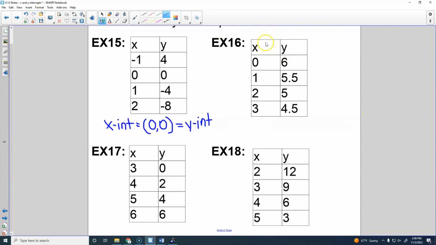So, for 16, there's one of them you can find straight away from the graph. It is your y-intercept. What is it, Lanaya? As a point, what would the coordinates look like? 0, 6. Good. 0.5, 0. Have you guys checked, or is she right?